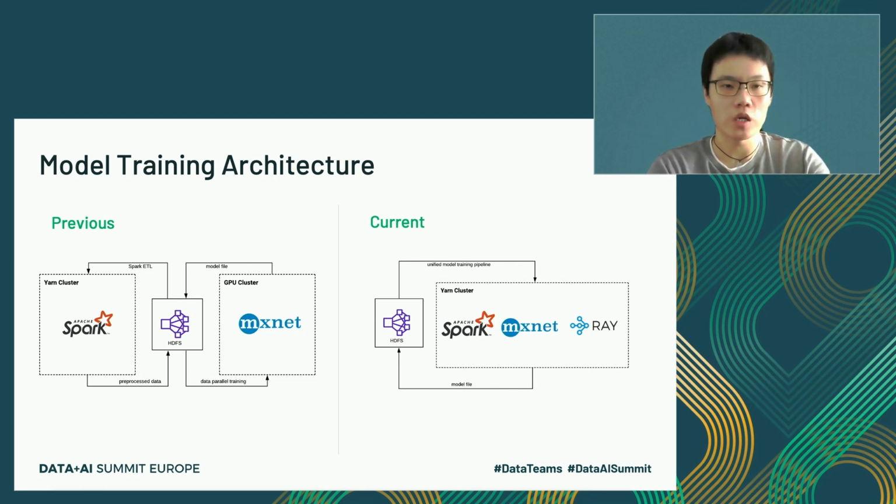Then by working with Intel, we developed a new unified model training pipeline, where everything happens inside the YARN cluster. In the same cluster, we do the Spark data processing. We also leverage the same cluster to do distributed model training using MXNet and Ray. Kai will talk about the Ray on Spark part in a little more detail in the following section.